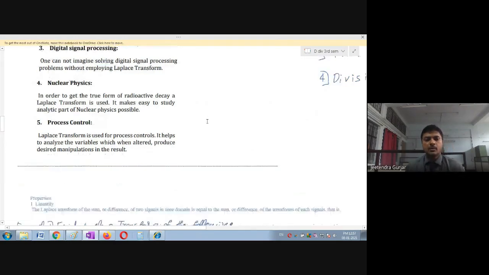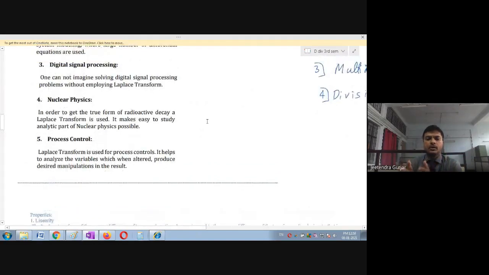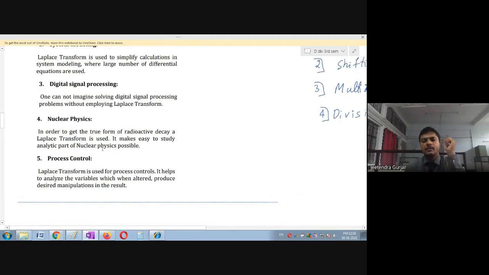So Laplace transform is used for process control. It helps to analyze the variables which, when altered, produce desired manipulations in the results. You can see that by using Laplace transform in process control, it helps to analyze the variable, alters the variable, and produces desired manipulations in the results. Is it clear, students? So why do we study Laplace transform? Why do engineers use Laplace transform in various fields?